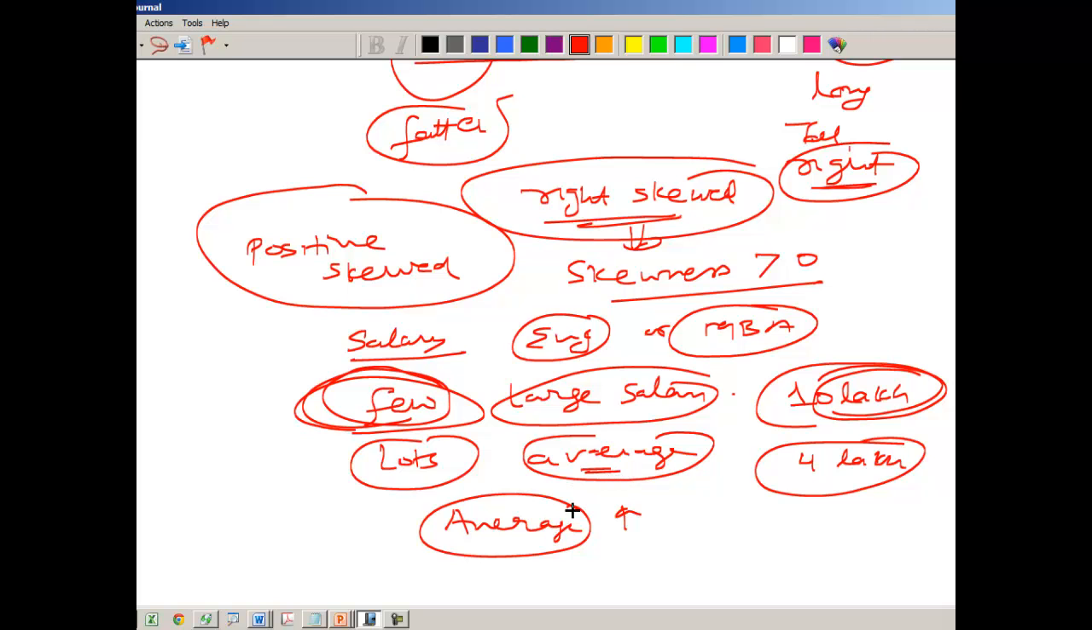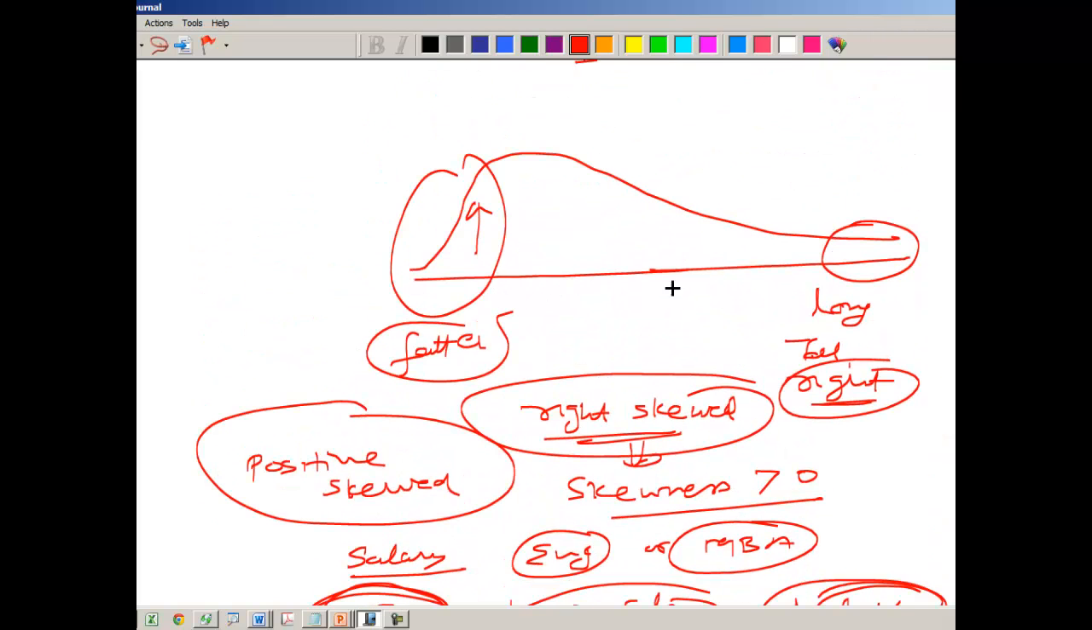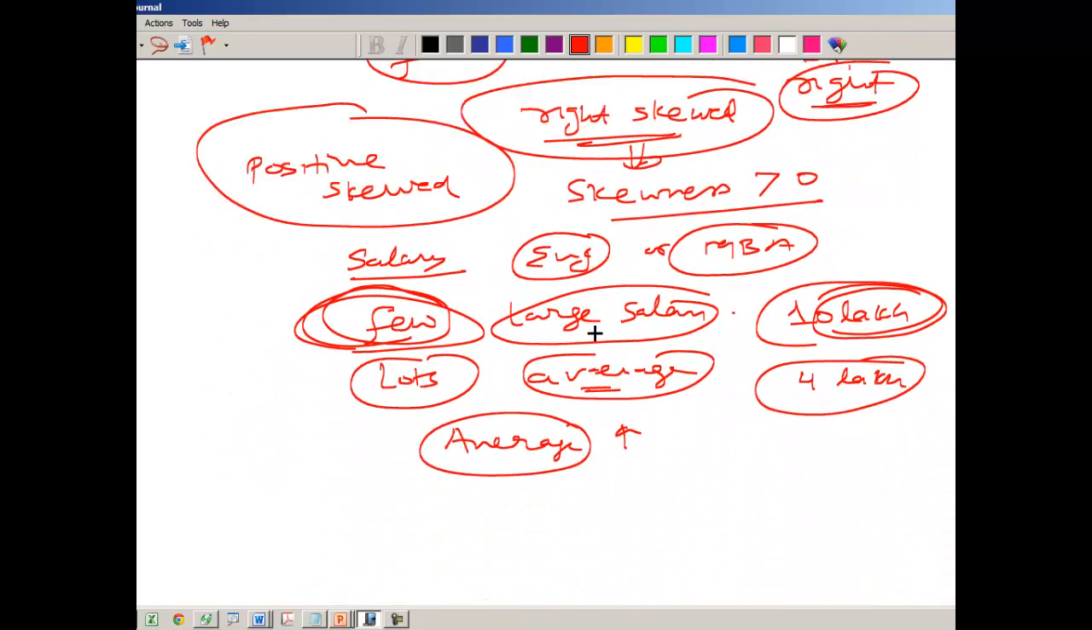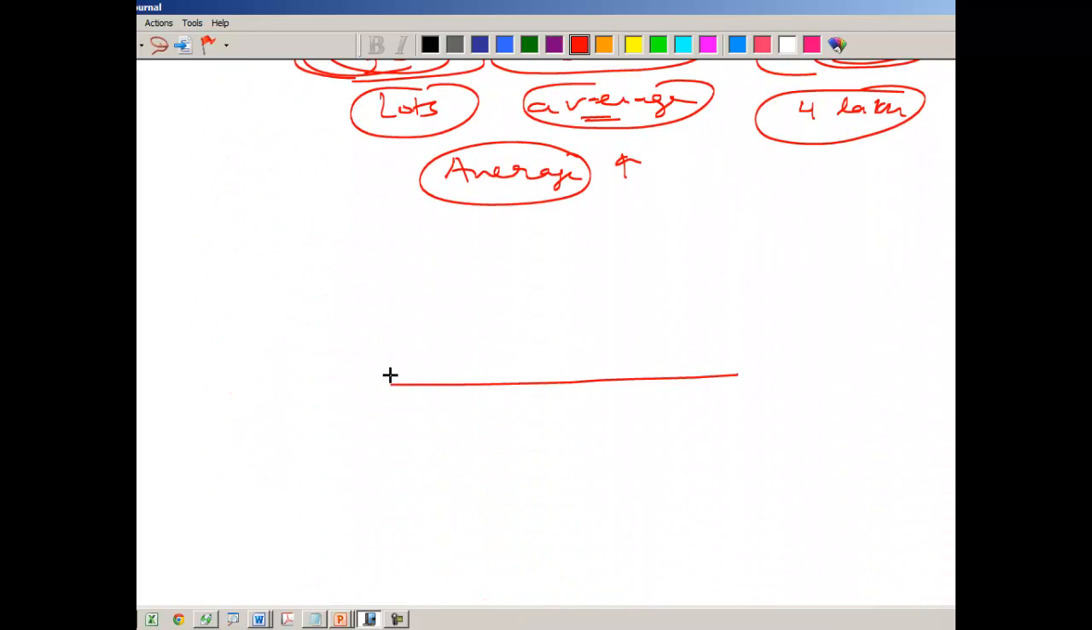The distribution will look something like this. There are few students getting high salaries, so the frequency is less, and lots of students getting salaries in the lower range. Because of the people getting very high salaries, the mean gets dragged to the right side. As a result, in a positively skewed distribution, the mean would be somewhere around here, and the median will be somewhere around here.